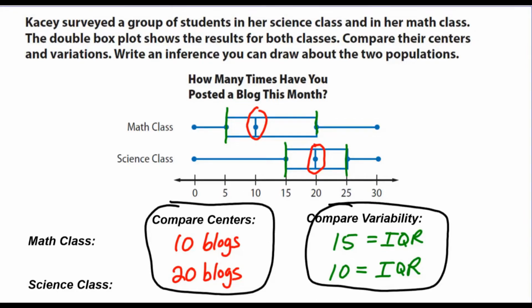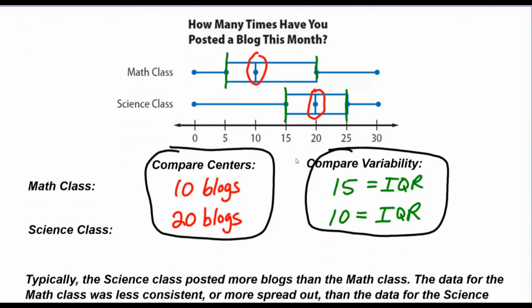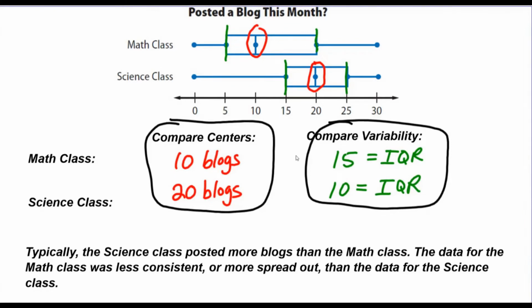Now remember, variability doesn't tell us how much they blogged. It tells us how consistently they blogged, or how alike our numbers are. So it looks like the science class had a smaller IQR, so they were more consistent, or their data was more consistent. A couple of sentences we could write would be something like this. Typically, the science class posted more blogs than the math class. The data for the math class was less consistent or more spread out than the data for the science class. That right there is an inference.